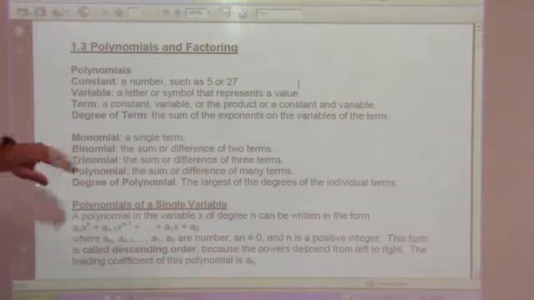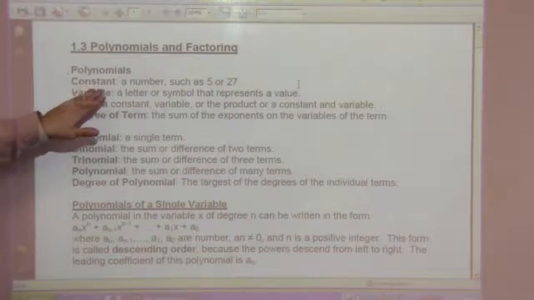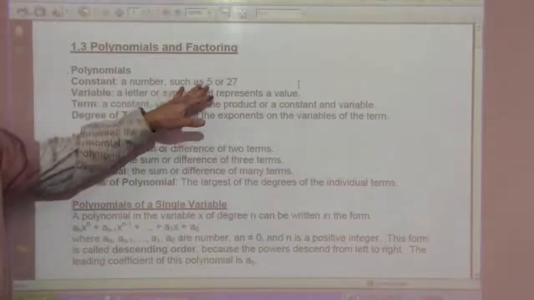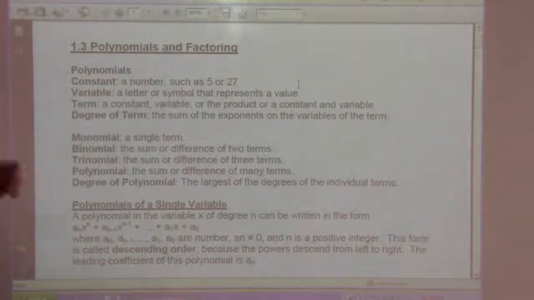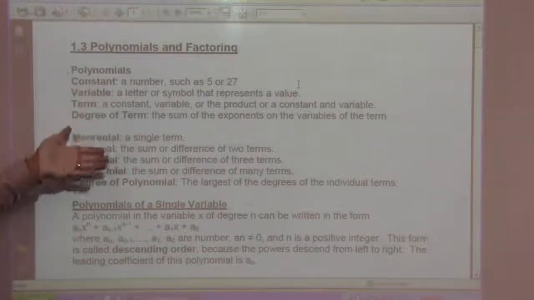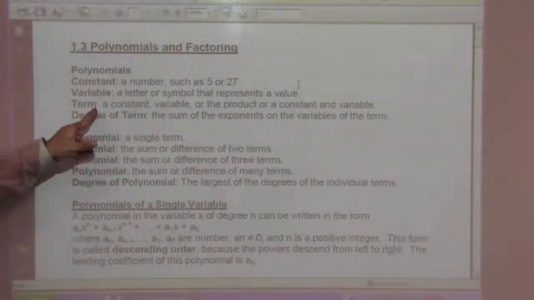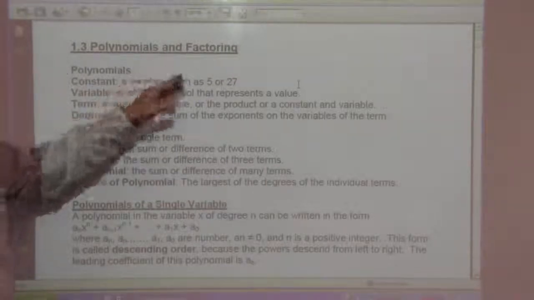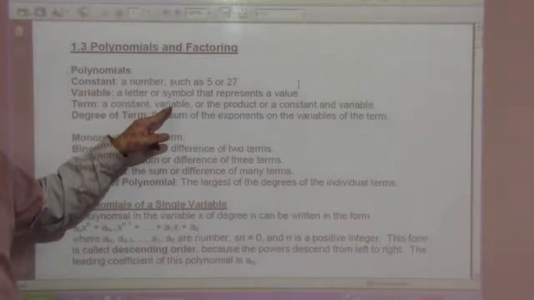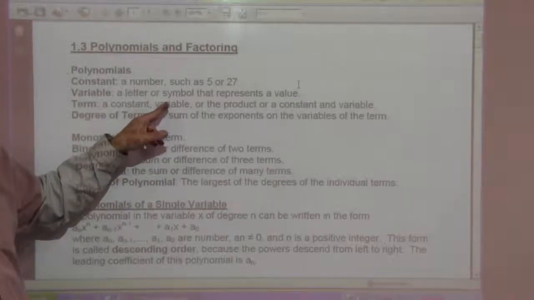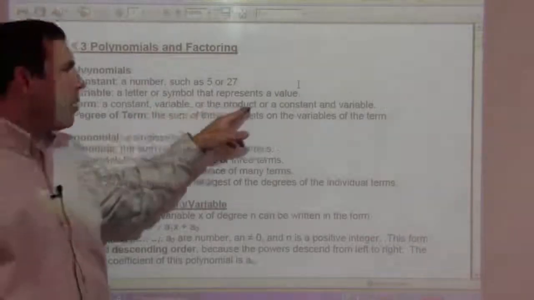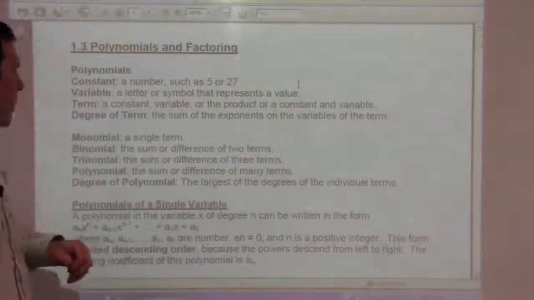Okay, so polynomials. Let's talk about this first. Let's start with the constant. A constant is a number such as 5 or 27. A variable is a letter or symbol that represents a value. A term could be a constant. A variable like x can be a term, and x is the most common variable we use. A term can also be the product of a constant and a variable.